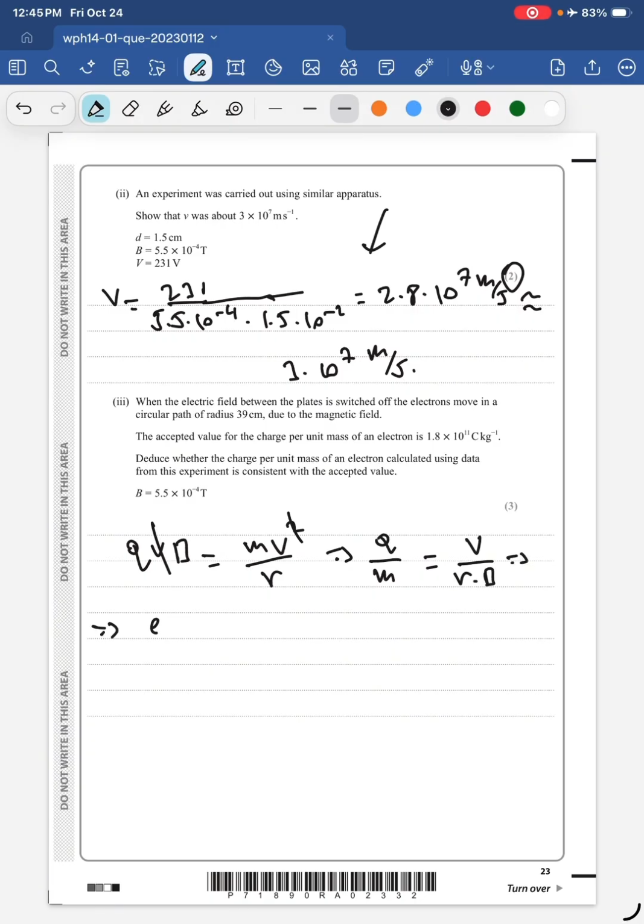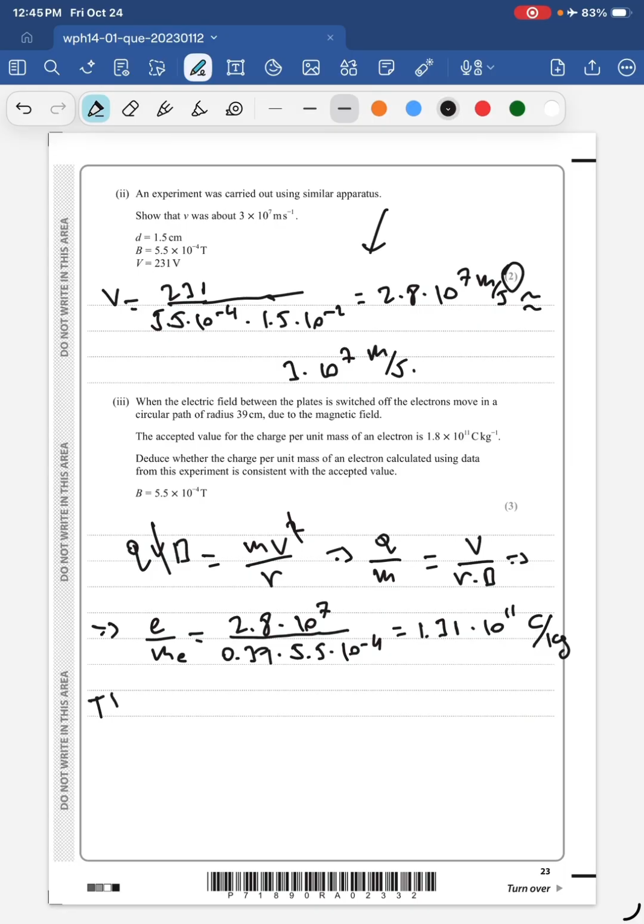So the charge of an electron is e over m of an electron. The velocity is 2.8 times 10 to the 7, which is what we calculated earlier, over 0.39 for the radius times 5.5 times 10 to the negative 4. And this gives us 1.31 times 10 to the 11 coulombs per kilogram.